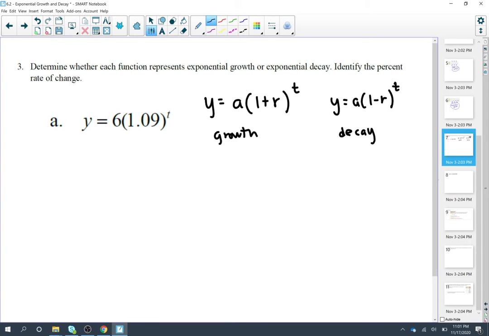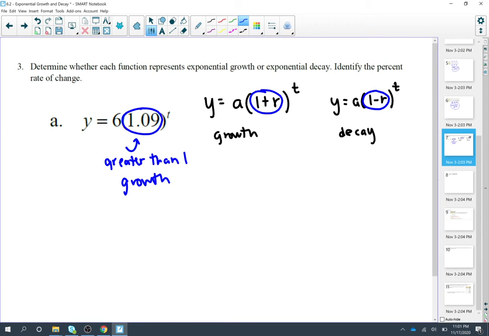Now, specifically, I want to look right in here because this is my growth rate or my decay rate. So if I'm looking in here, anything bigger than 1 is going to be growth, and anything less than 1 is going to be decay. Well, 1.09 is greater than 1, which means it's going to put me in the growth category. So this is growing, which means it's going up.